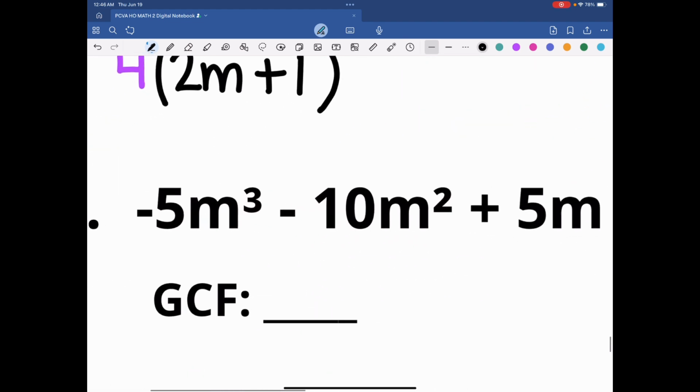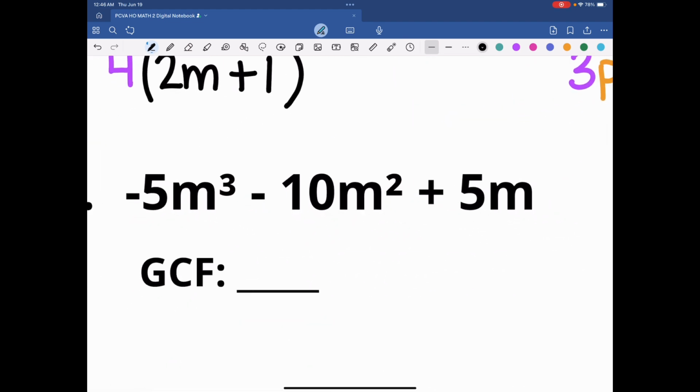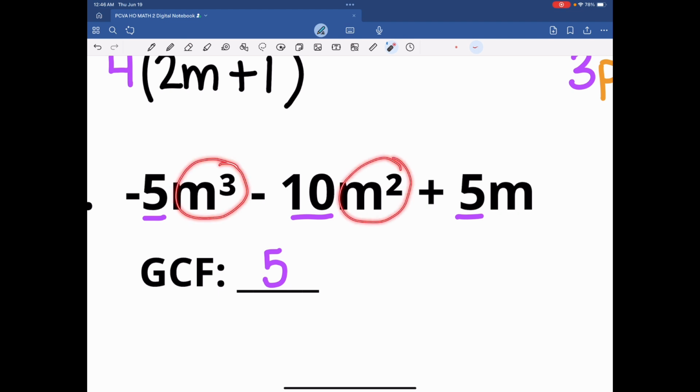All right, this time we've got 3 terms, so we've got to make sure whatever we take out works for all 3. In this problem, I have a 5, a 10, and a 5, so I know my GCF is 5. However, because it's in standard form, which means all the variables are going down from greatest to least, I have a negative in front. I want you to get in the habit, whenever you have a negative leading coefficient, of taking the negative out with the GCF. It's going to be helpful for you later on.